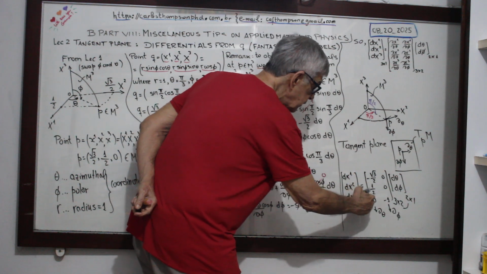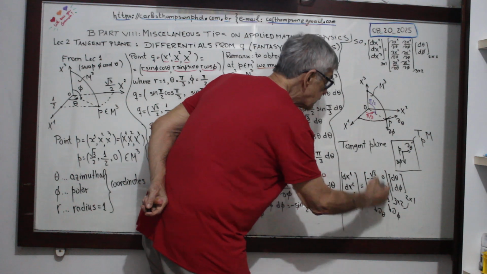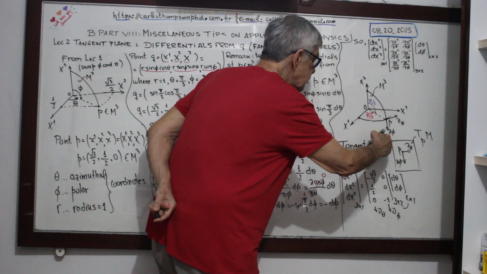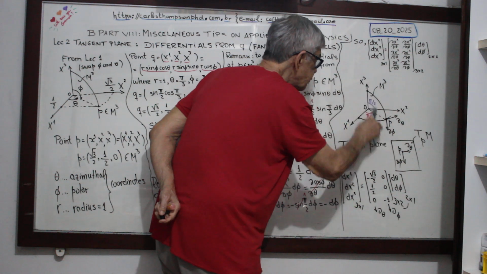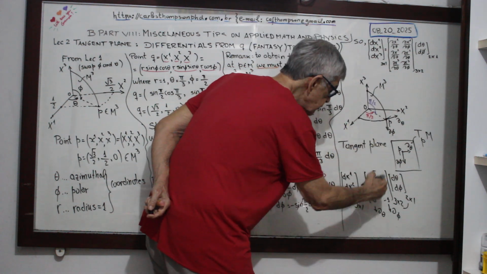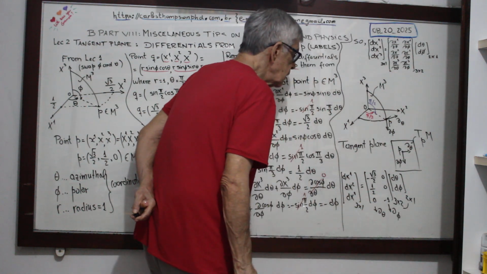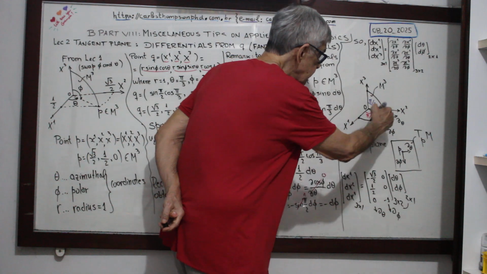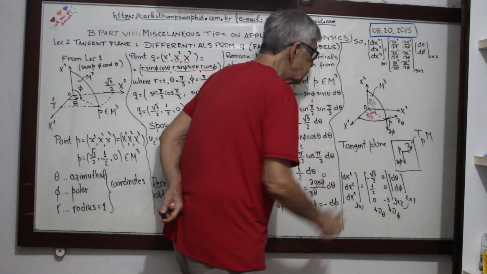x1 is negative, the projection on x2 is positive, okay? But this tangent vector here, you see, this is parallel to x3. So that's why you have 0, 0, and minus 1. You see, that's important here. It is pointing, okay, against the positive x3.